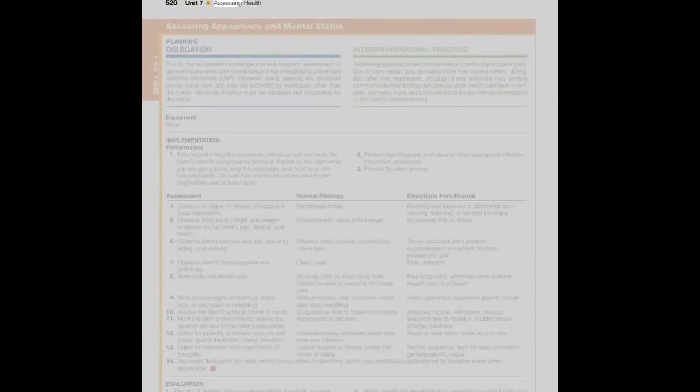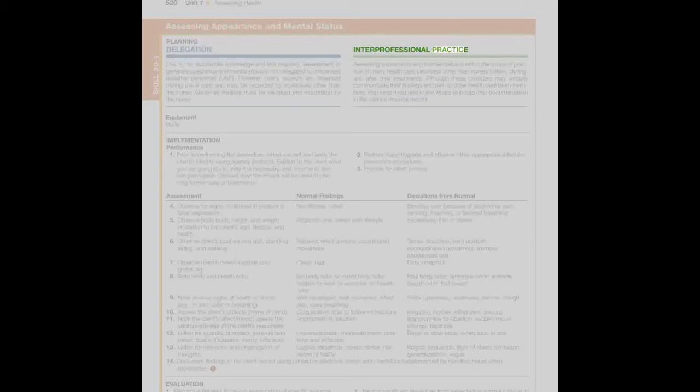520 Unit 7 Assessing Health. Assessing Appearance and Mental Status. Skill 30-1. Planning delegation. Due to the substantial knowledge and skill required, assessment of general appearance and mental status is not delegated to unlicensed assistive personnel, UAP. However, many aspects are observed during usual care and may be recorded by individuals other than the nurse. Abnormal findings must be validated and interpreted by the nurse.